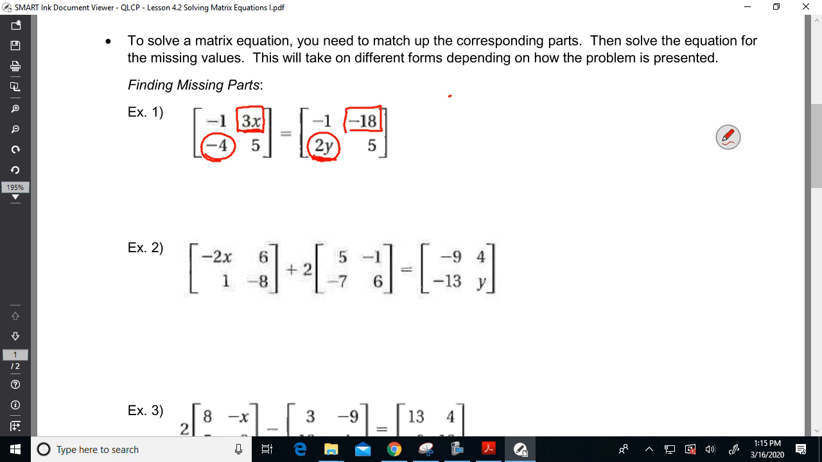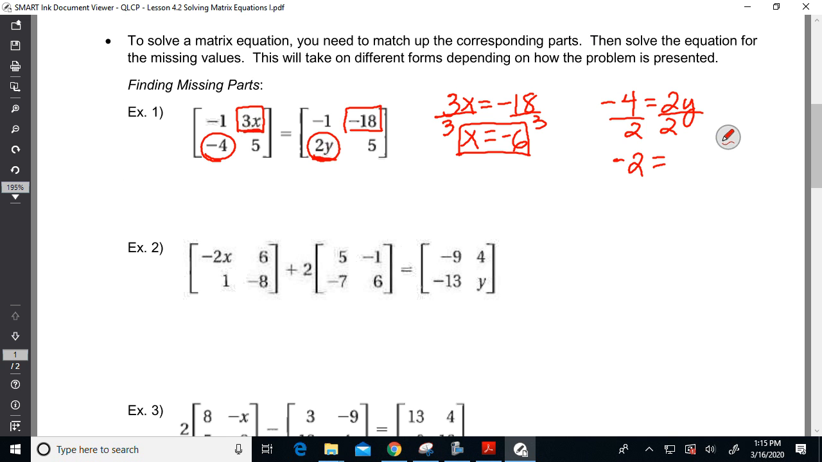So this leaves you with 3x equals negative 18. So x would equal negative 6 when you divide both sides by 3. And then negative 4 equals 2y, which you divide by 2, and you get negative 2 equals y. And that's it. It's solved out and you're done. So again, you're literally just matching up part to part and then solving it out from there.